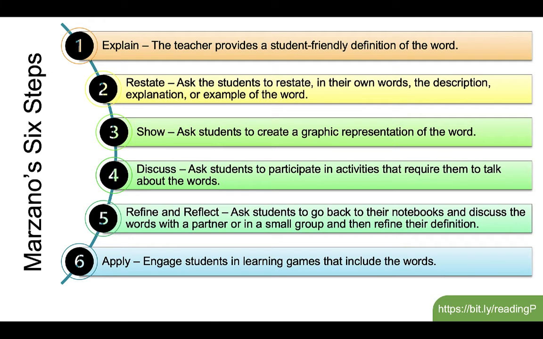So, what are some of the methods? Now, if you want a really good method that's going to really teach that important vocabulary, Marzano's 6 steps is great. You explain it in a student-friendly way. You then ask the students to restate in their own words the description, explanation, or example of the word. You might want to use their home language for this if you're familiar with it. That will speed things up. But if you're teaching in an immersive way, then obviously try and do it in English. Show. Ask students to create a graphic representation of it.